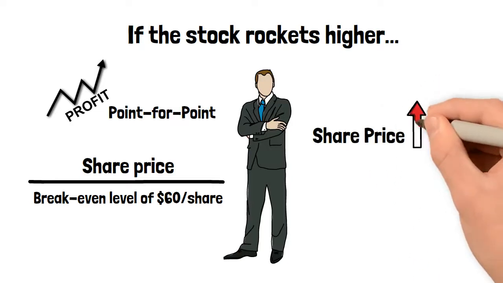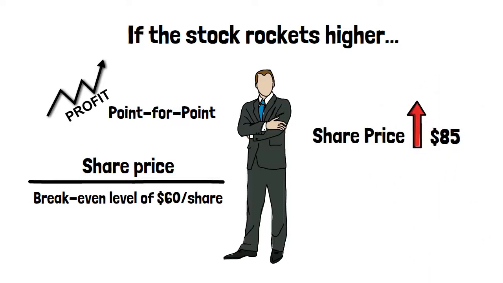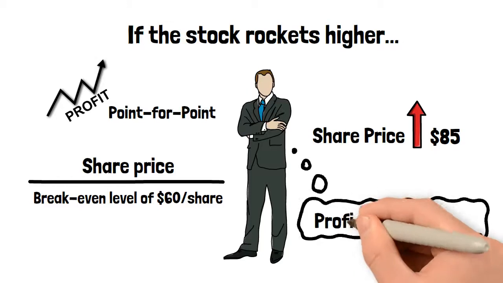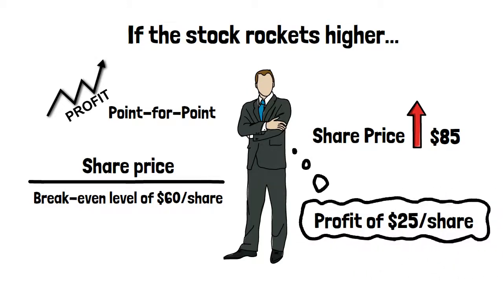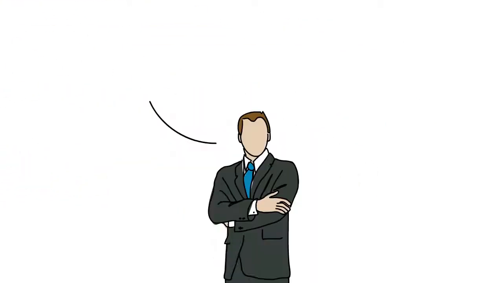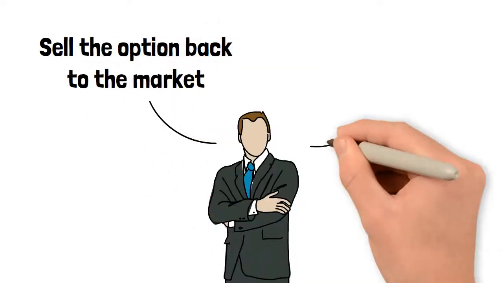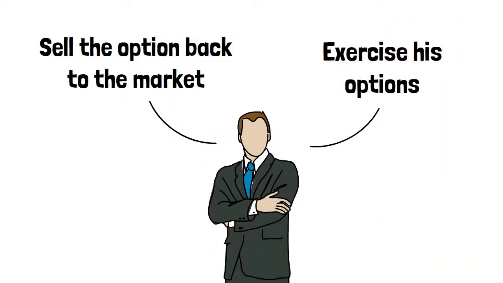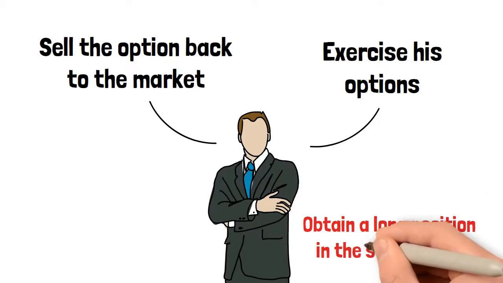If the share price were to climb to $85, for example, John could potentially see a profit of $25 per share. At that point, John could simply sell the option back to the market, or he could exercise his option to obtain a long position in the stock at $55.